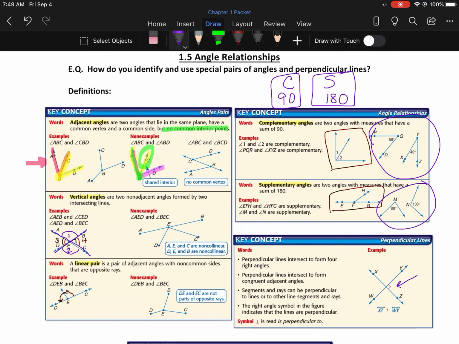And then the symbol we use: in the drawing we put that little right angle symbol, but down here the symbol for perpendicular is like an upside down T, so two intersecting lines that would form right angles.